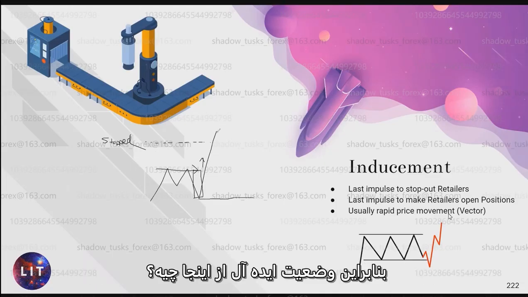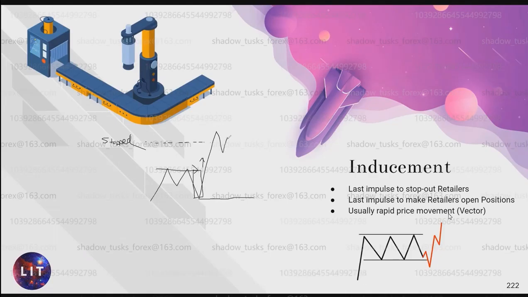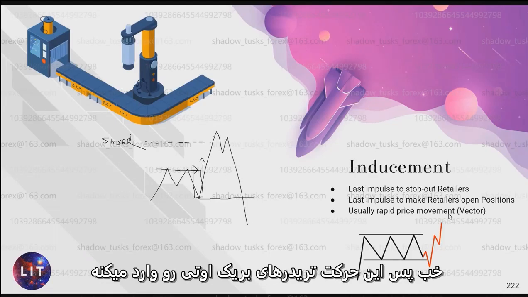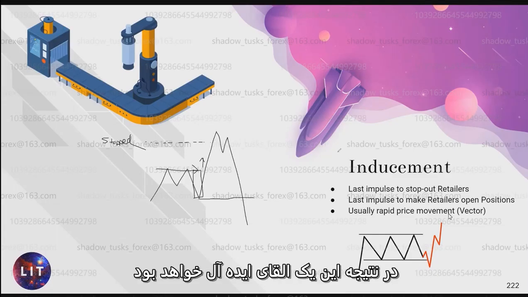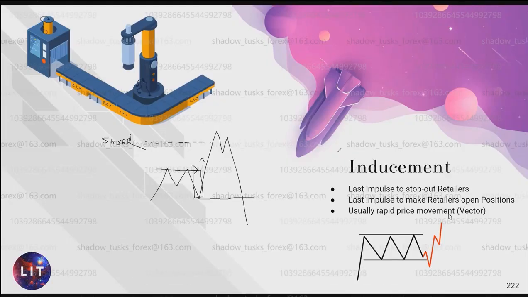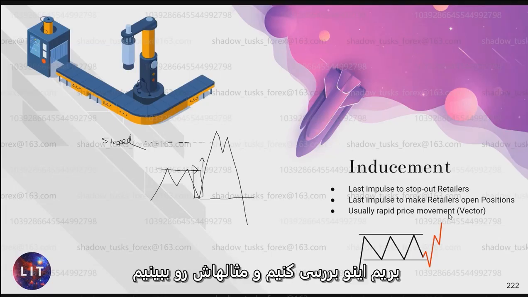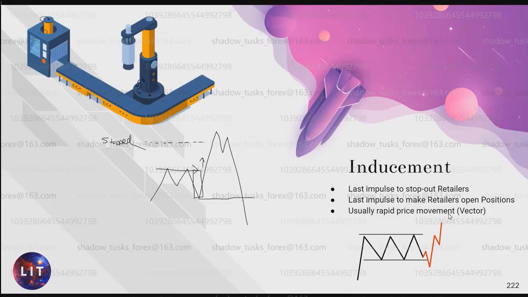So what is the ideal situation from this? Boom, and we take out. So this move brings in breakout traders and stops out the support and resistance traders. So this would be an ideal inducement. Okay, so let's jump into this and see any examples.